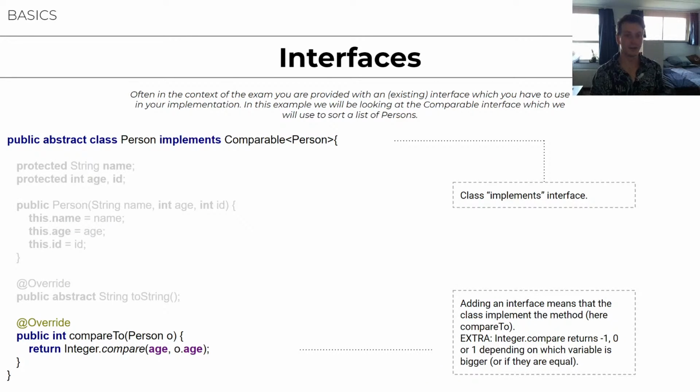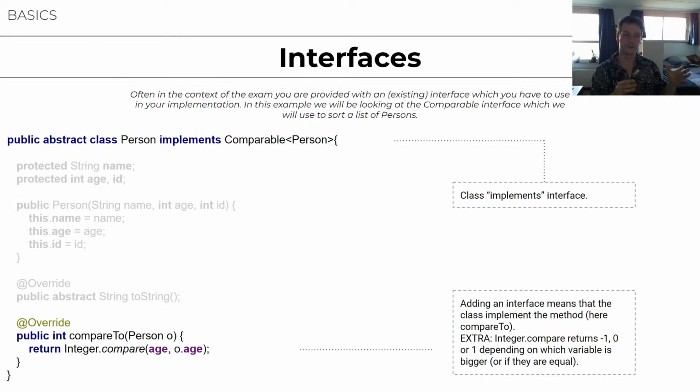So now to the interfaces. This is an interface that you've seen before, and I think it was in assignment 3 or something like that with your geometric shapes. So you had to create circles and rectangles and something like that. The comparable interface allows you to sort a list of that class. Now, what do I mean with that?